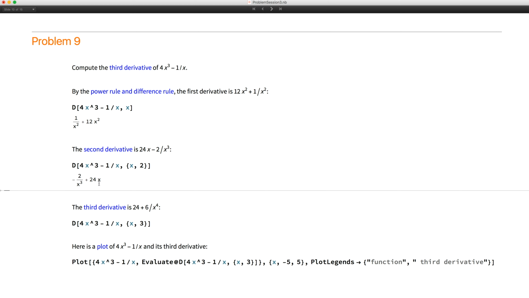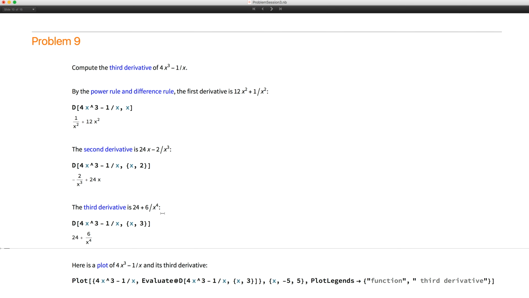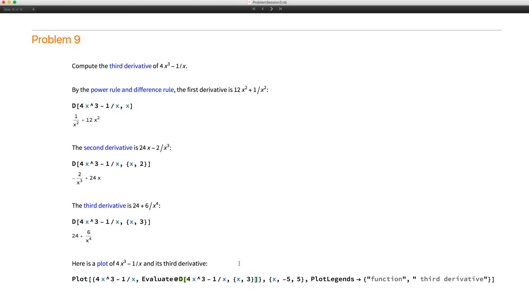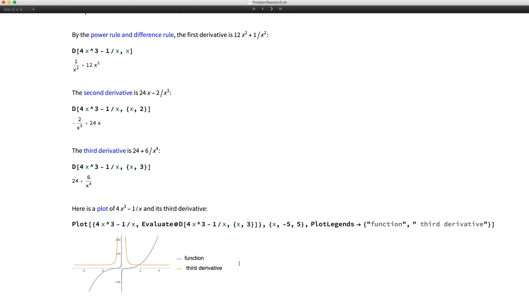Then find the third derivative, which will be 24 from here and a plus 6 over x raised to 4 from there. And you get back the same result from D. And finally, you plot the function and the third derivative.